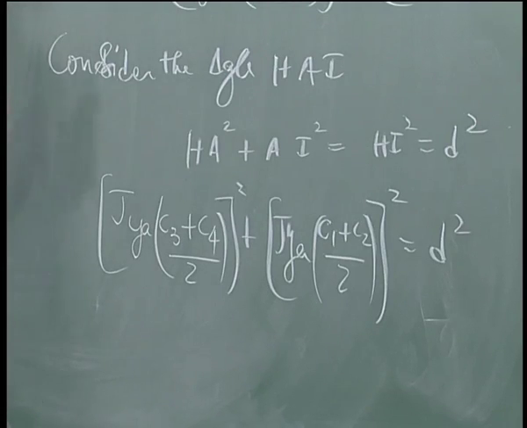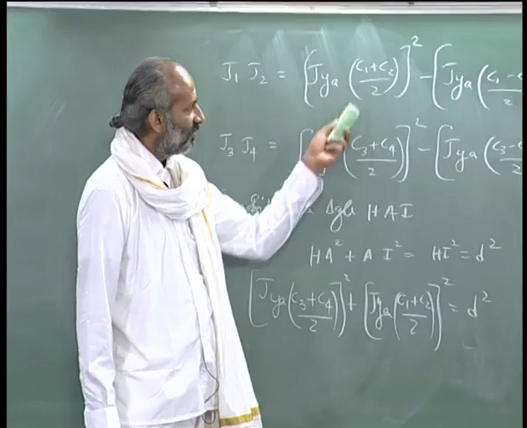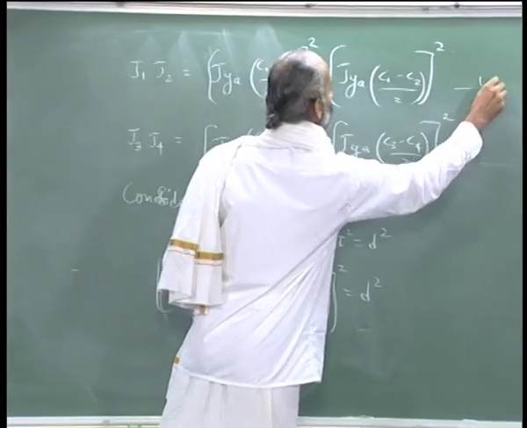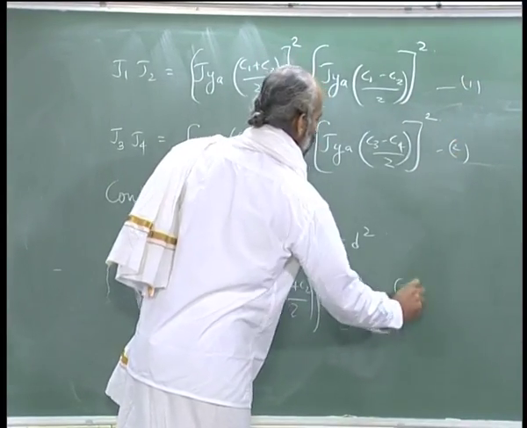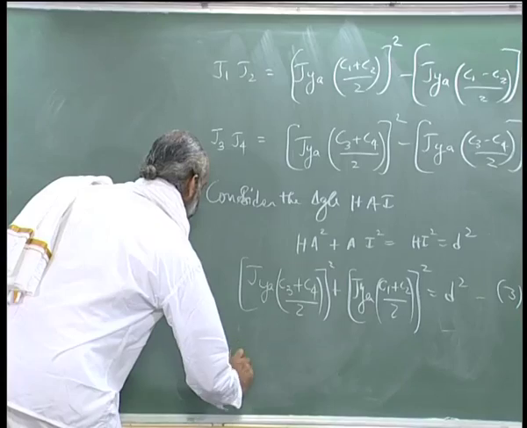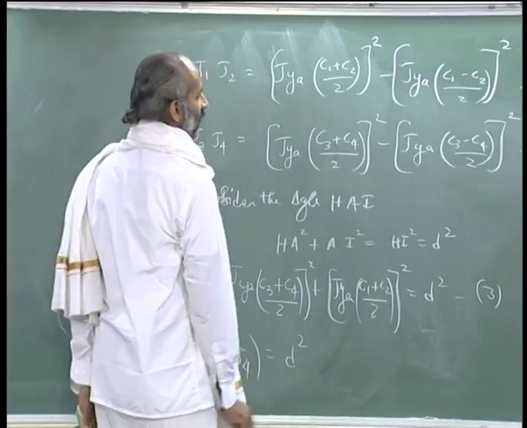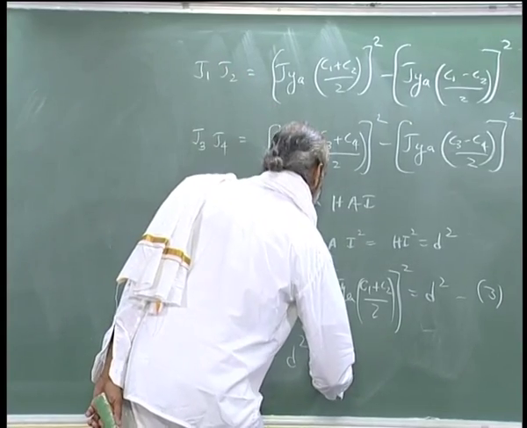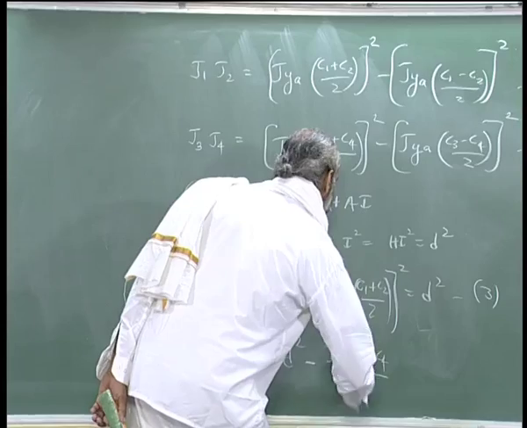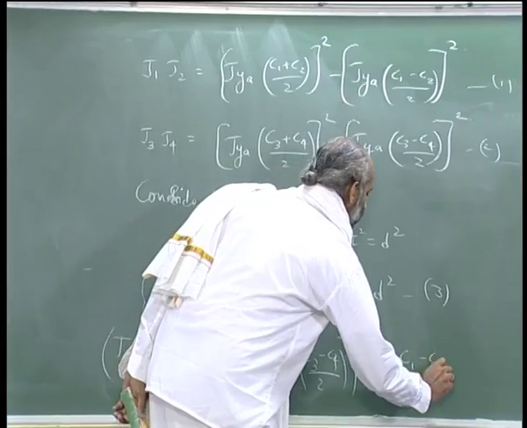So, now we have these two expressions wherein this occurs, right. So, when I add these two, this is 1 and this is 2 and this is 3. So, using 3 in 1 and 2, we have J1 J2 plus J3 J4 is equal to D square minus jaw of C3 minus C4 by 2, minus jaw of C1 minus C2 by 2.